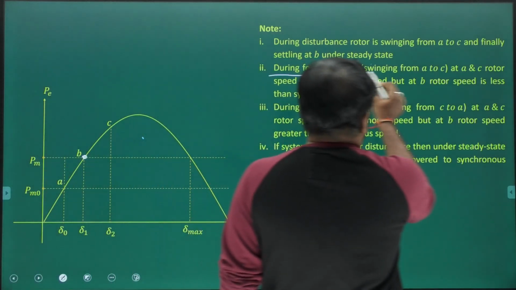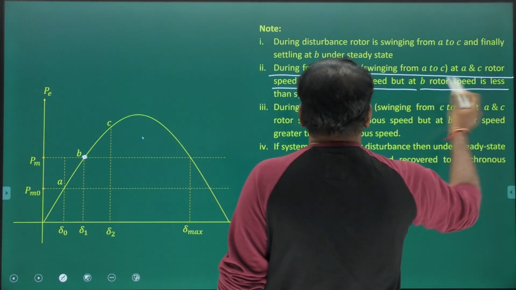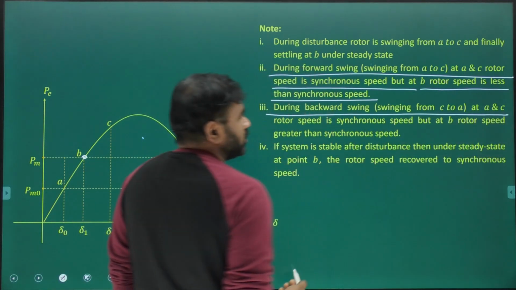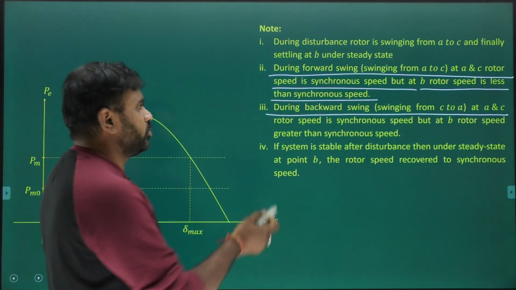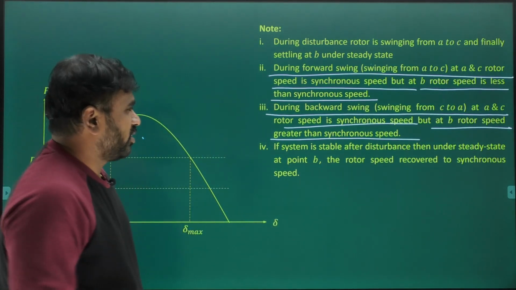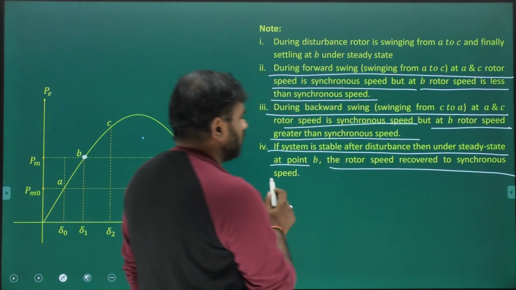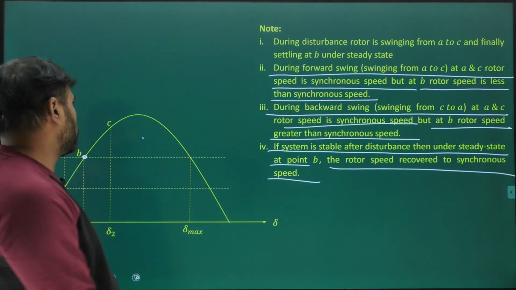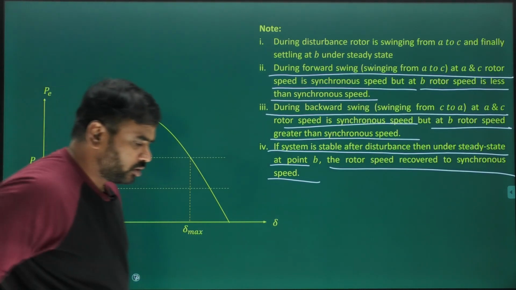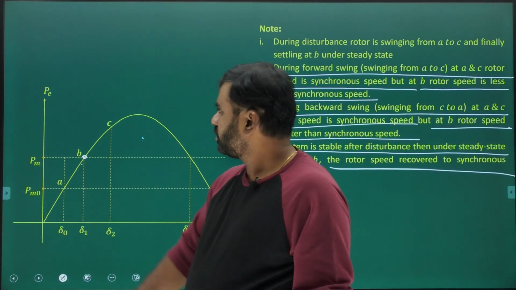During forward swing, swinging from A to C, at A and C rotor speed is synchronous speed, but at B rotor speed is less than synchronous speed and minimum. During backward swing, that is C to A, at A and C rotor speed is synchronous speed only, but at B rotor speed is what? Greater than synchronous speed. If the system is stable after disturbance, then under steady state at point B the rotor speed is recovered to synchronous speed and there is no concept of A and C under steady state. All these points are merged at what? B, A, C going towards B. That is the idea. Okay, clear?